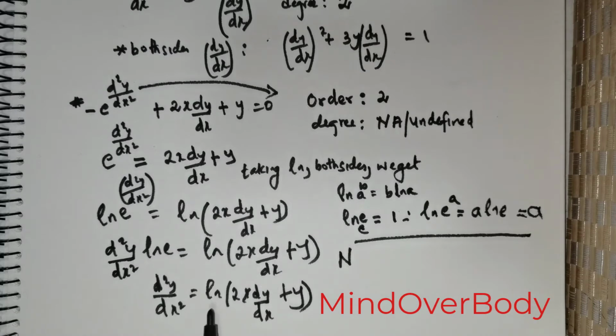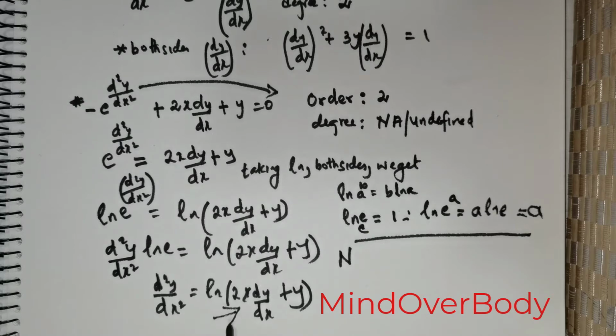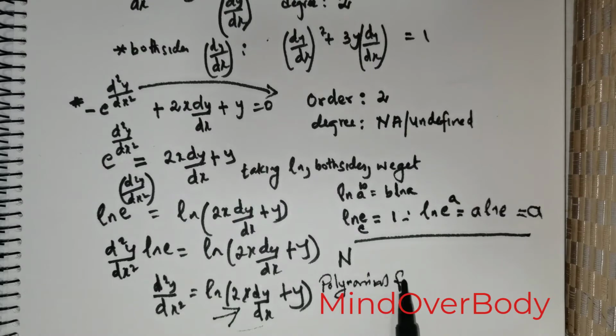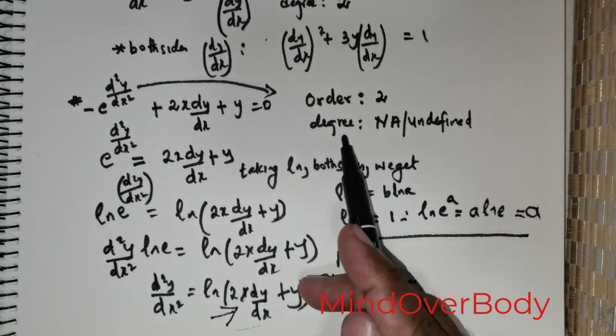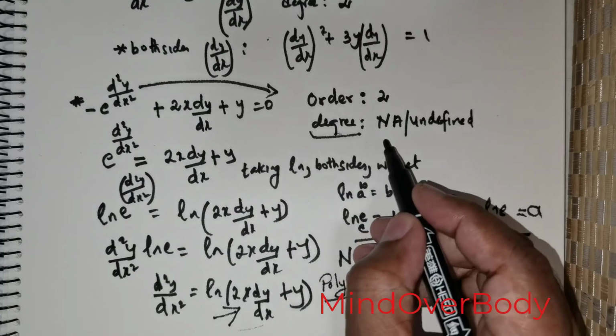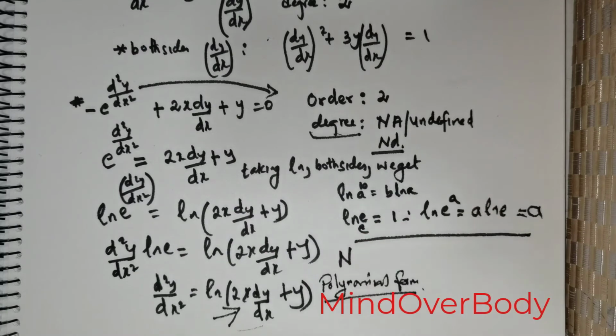The problem in this case is that the derivative dy over dx is fused inside the logarithmic function. So that is the major issue. Because of that, with the derivative being stuck inside the logarithmic function, I am unable to represent this entire equation in polynomial form. So because of that, we have the degree to be undefined, or you can say not defined. We can use any of these. So we'll move on to the next question.